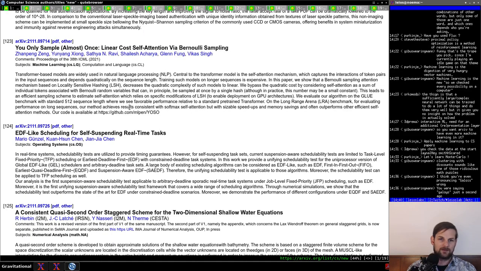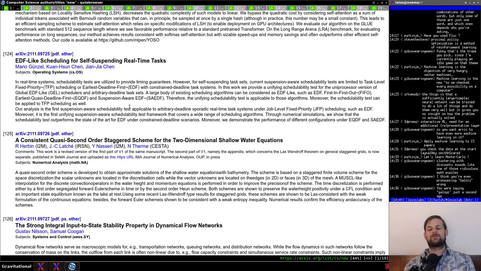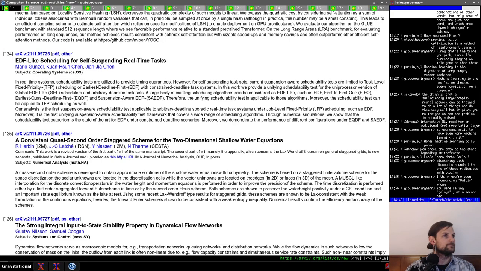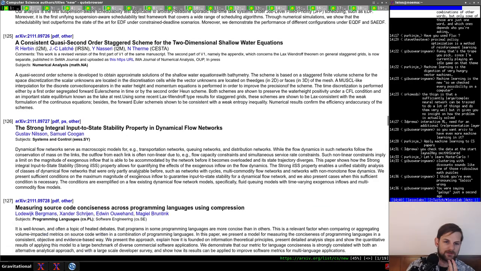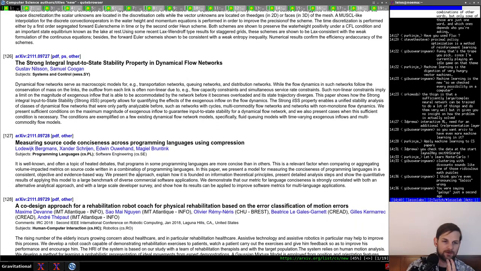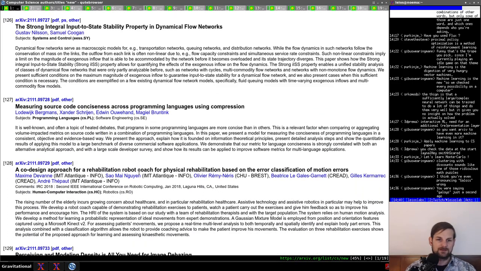Linear cost attention, self-attention via Bernoulli sampling. I don't know what Bernoulli sampling is. Should I? Maybe I should. One second. Okay. Strong integral input to state stability property in dynamical flow networks. Measuring source code conciseness across programming languages and compression.